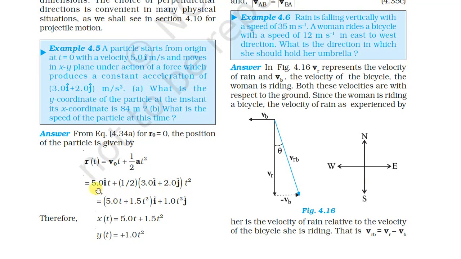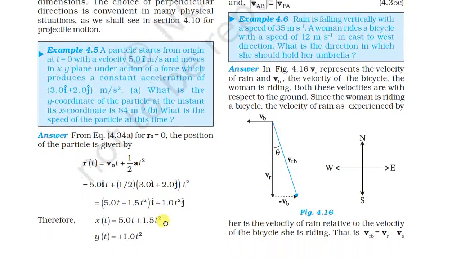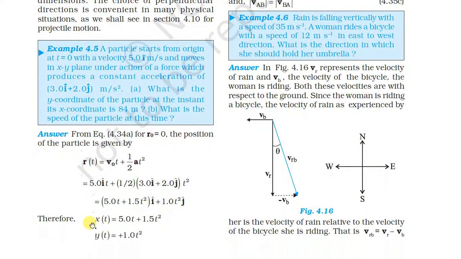So here 5.0 into t plus 1.5 into t square into i cap plus 1.0 into t square into j cap. So the x represents our x-axis and this is our y-axis. The x-axis represents 5.0 t plus 1.5 t square and y represents 1.0 t square. So see here, this is what the speed of the particle is at this time.